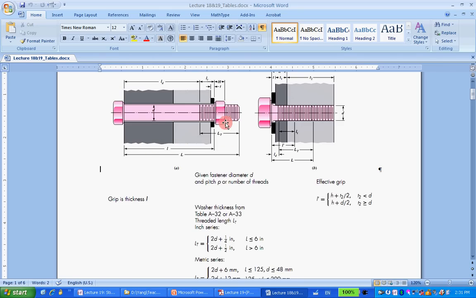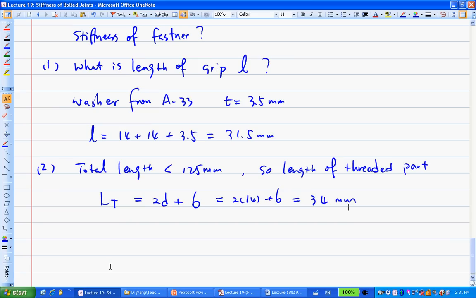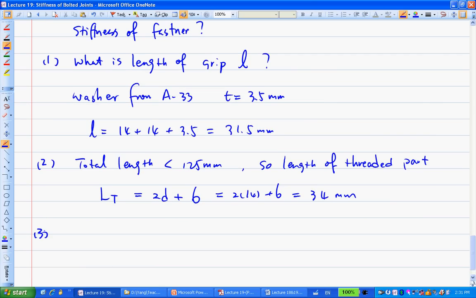So what's the H here? H is the height of the nut, right? So L, we already have it. We have to find the height of the nut. Okay, so that's part three: the height of the nut, H. And for this one you're going to have to use Table A-31.